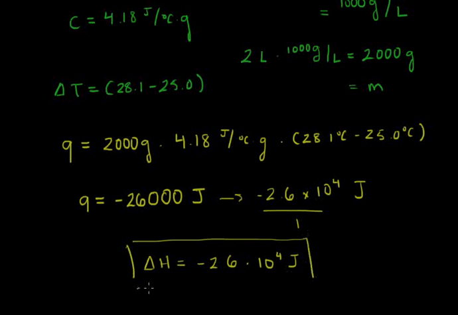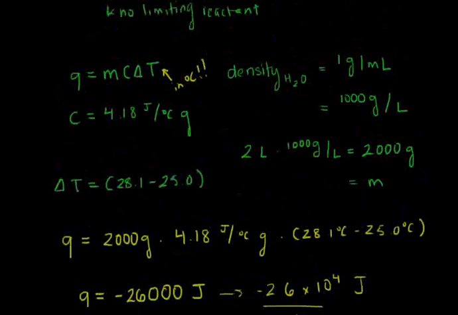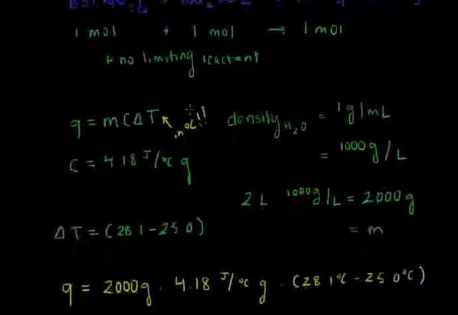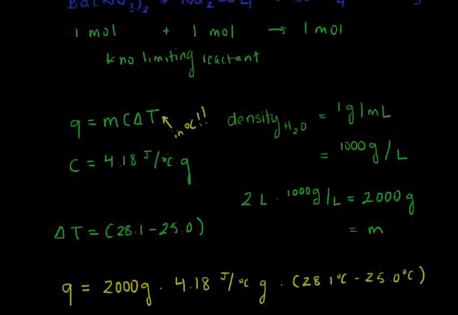And so in this way, we've used an experimental observation from a calorimeter. We've observed the temperature increase of a solution of water as a result of a reaction, and we've used our knowledge of specific heat to calculate the enthalpy change associated with that reaction.